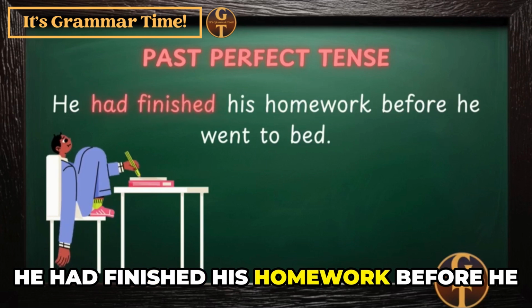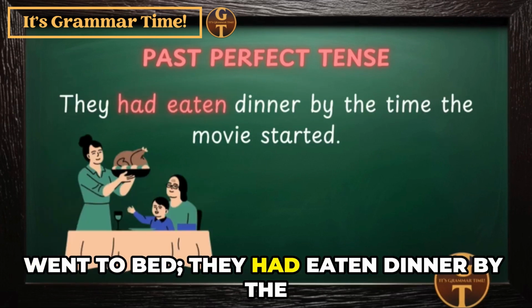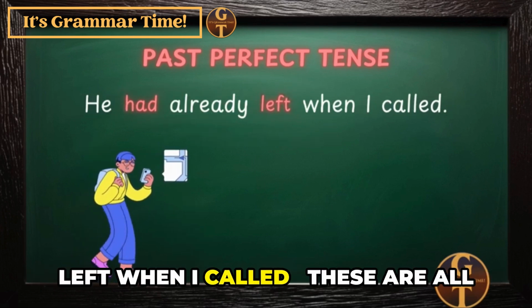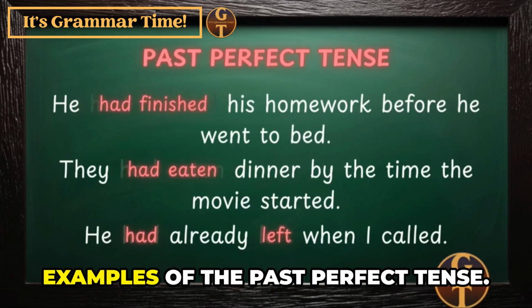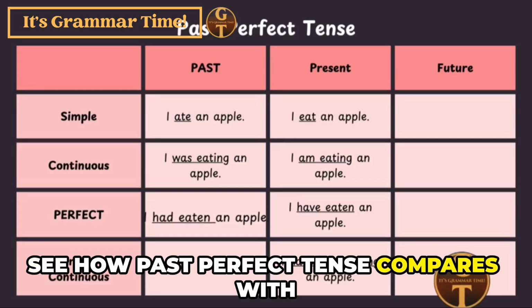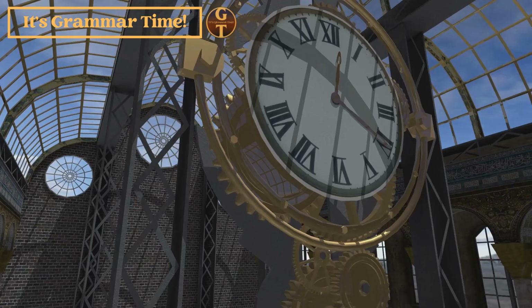He had finished his homework before he went to bed. They had eaten dinner by the time the movie started. He had already left when I called. These are all examples of the past perfect tense. See how past perfect tense compares with other tenses.